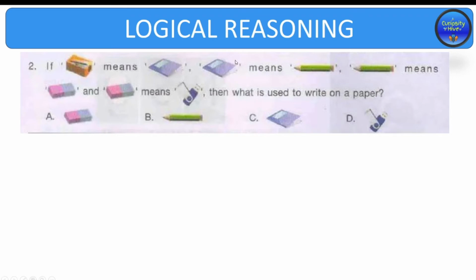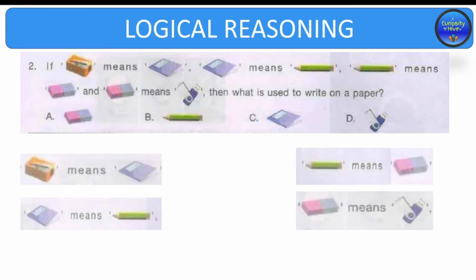Next question is about relationships. If a sharpener means a notebook, notebook means a pencil, pencil means a razor, and a razor means a USB drive, then what is used to write on a paper? Are you able to guess the answer? I hope so. In such kind of questions, only take note of the immediate relations. For example, these that are given. And hence, what is used to write on a paper is a pencil, which means an eraser. So your answer would be option A.